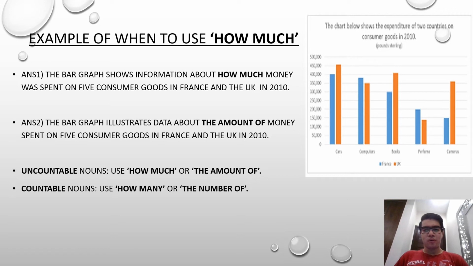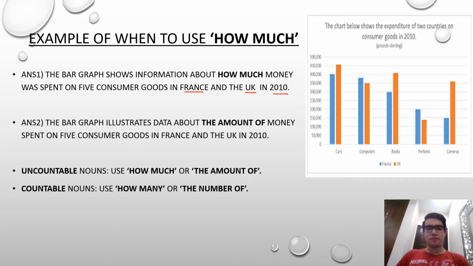Okay. So using the first format, we would say that the bar graph shows information about how much money was spent on five consumer goods in France and the UK in 2010. Don't forget to mention the year. Don't forget to mention the countries. So we have France and the UK. The key is written over here, but it's blurry. So this is UK and this is France. You can state that it's a bar graph, and you should say it shows information about how much money was spent on five consumer goods.